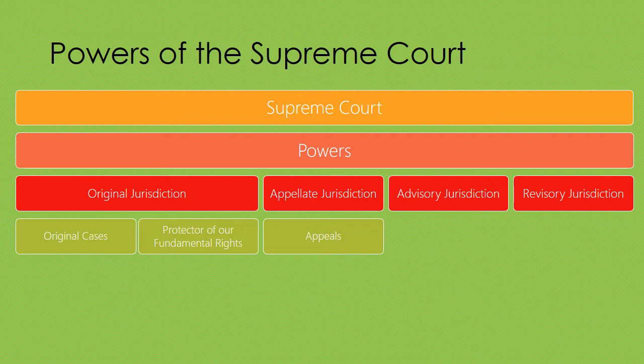In its advisory jurisdiction, the Supreme Court can give its opinion to the President on constitutional matters when asked for. However, the President is not bound to follow the advice. Next, revisory jurisdiction. In its revisory jurisdiction, the Supreme Court can review any judgment or order passed by it. This is done to rectify errors that might have crept into the judgment or an order.